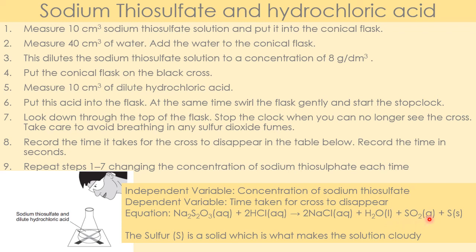This SO2 is our gas. This is sulfur dioxide. It smells a bit like rotten eggs. And this S here is sulfur. The little s in brackets stands for solid. And this solid is what makes the solution turn cloudy. That's why we can no longer see the cross. The faster this sulfur, or our solid, is produced, the faster the rate of reaction and the quicker the X appears to disappear. So again, please pause this video to note down the method for this, because you may have to write about this in your exams.